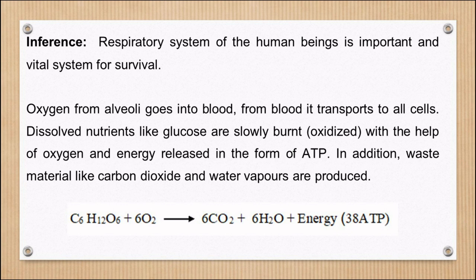Oxygen from alveoli goes into blood. From blood, it transports to all cells. Dissolved nutrients like glucose are slowly burned, oxidized with the help of oxygen and energy is released in the form of ATP. In addition, waste material like carbon dioxide and water vapors are produced.